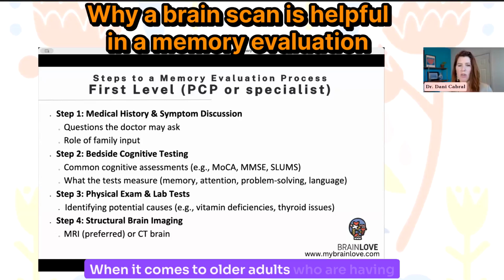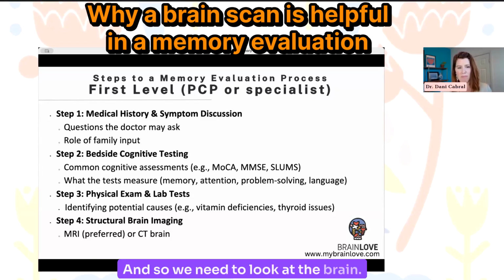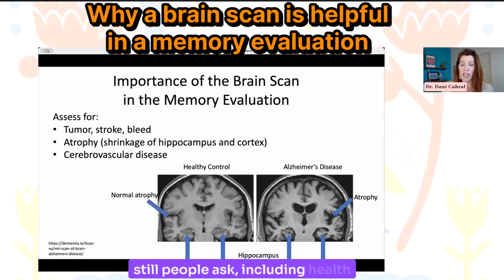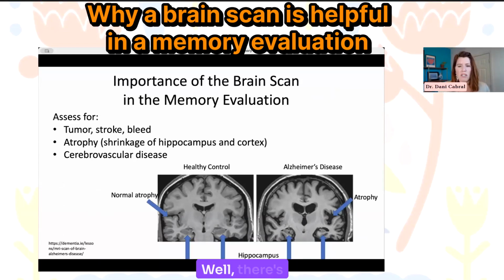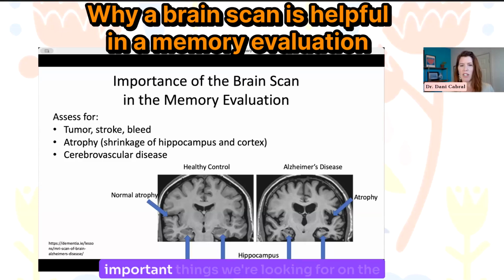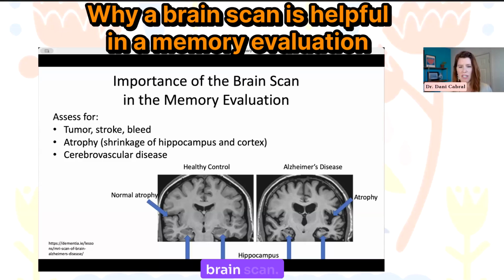When it comes to older adults who are having cognitive change, I feel really strongly that we must look at the brain, because diseases like Alzheimer's disease are brain diseases. And so we need to look at the brain. Still, people ask, including healthcare professionals, why do we need to get brain imaging? Well, there's important things we're looking for on the brain scan.